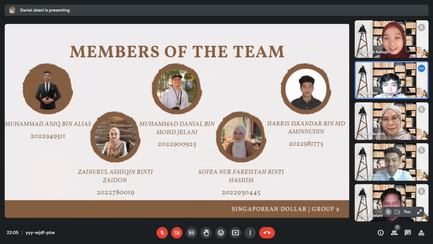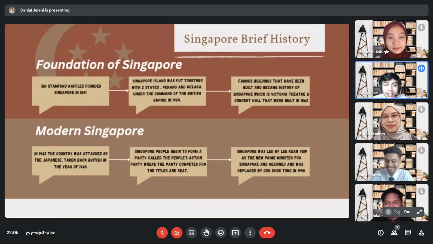So let's see about Singapore's brief history. There are two eras, which are the foundation of Singapore and modern Singapore. The first one, the foundation of Singapore: Sir Stamford Raffles founded Singapore in 1891. Sir Stamford Raffles was actually a clerk to the British at that time, and 2 years after that, he was appointed to be governor of the island of Sumatra.